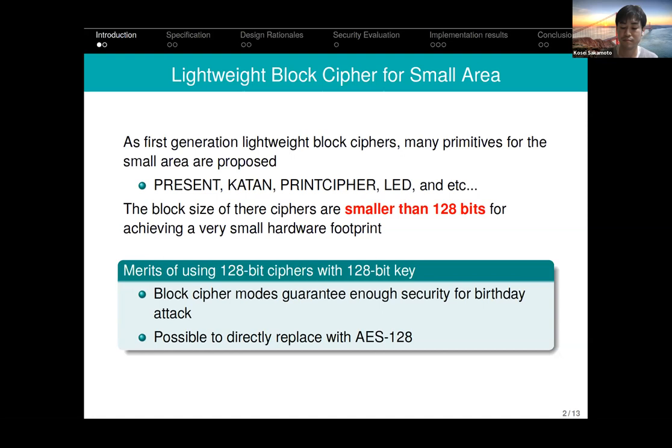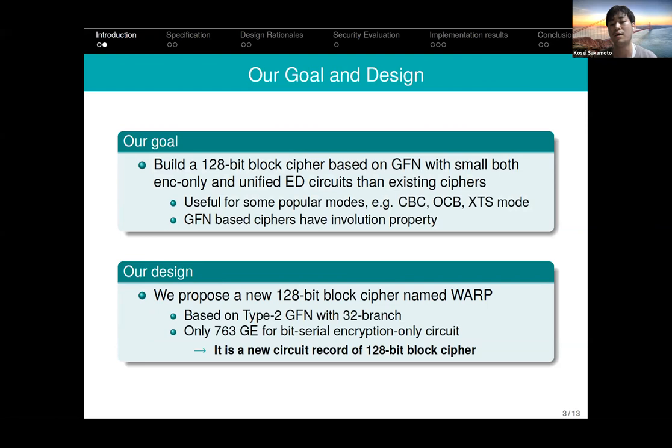So from these motivations, our goal is to build a 128-bit block cipher based on GFN with significantly smaller circuits, both encryption-only and unified encryption/decryption, than existing ciphers. For achieving a small unified circuit, we employ GFN-based ciphers. In our paper, we propose a new 128-bit block cipher named WARP. WARP is a 128-bit block cipher with a 128-bit key based on type 2 GFN with 32 branches, and WARP requires only 760 gates for a bit-serial encryption-only circuit. So it's a new circuit record for a 128-bit block cipher.